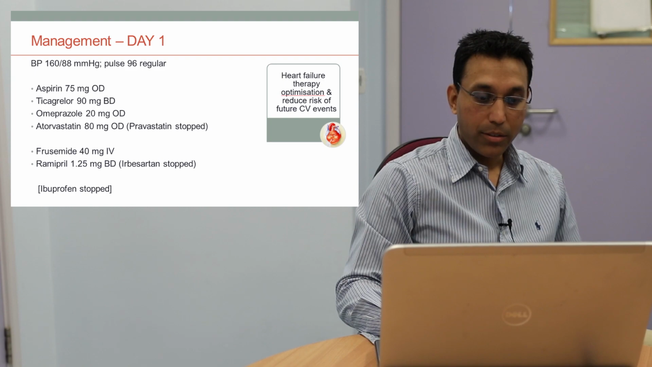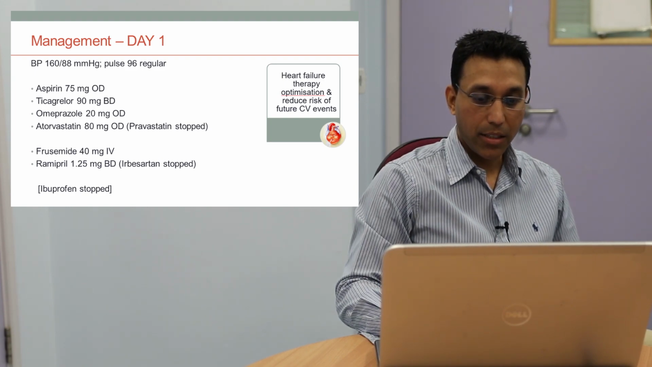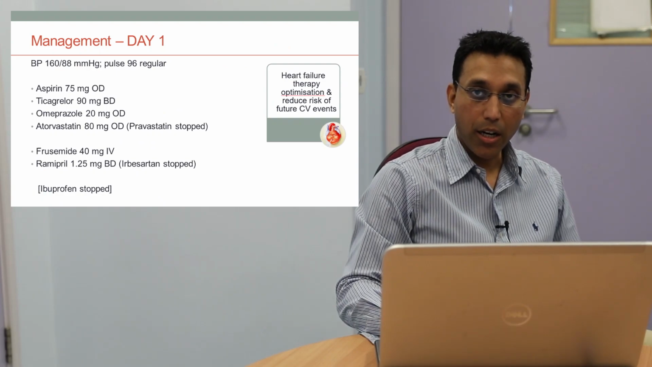So on day one, our patient was actually much better. Blood pressure was 160/88, pulse was 96 beats and regular. She was on aspirin and ticagrelor, and omeprazole was added for gastric protection. This is appropriate for patients with multiple risk factors for bleeding, such as advanced age, concurrent use of anticoagulants and non-steroidals, although in this case her ibuprofen was stopped.